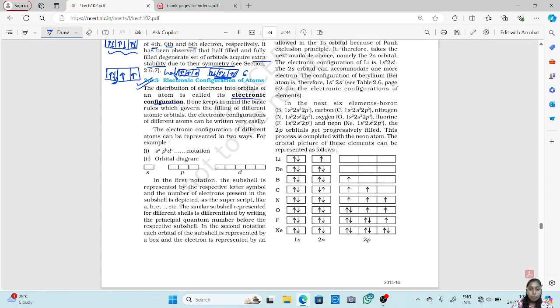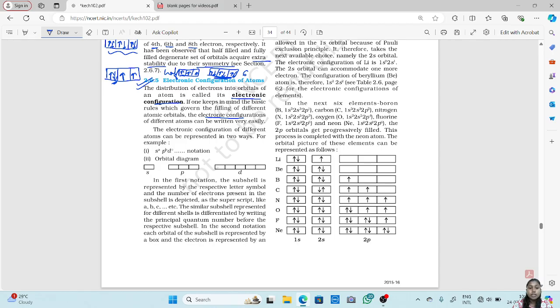Now this distribution of electrons into the orbitals is known as electronic configuration. If one keeps in mind the basic rules which govern the filling of different atomic orbitals, the electronic configurations of different atoms can be written very easily. So if you remember all these rules and the properties, you can easily write the electronic configuration.